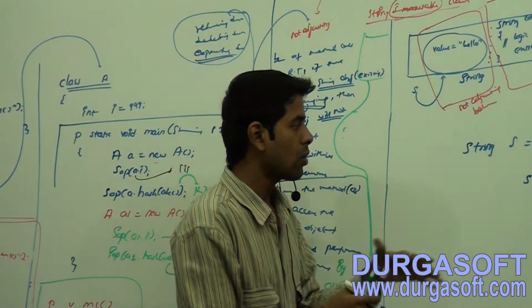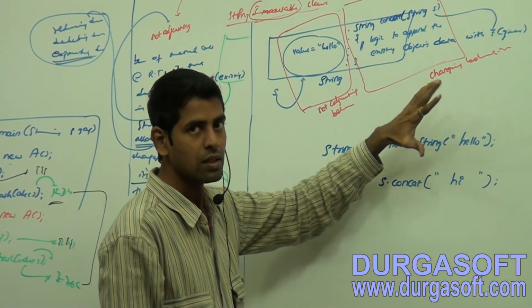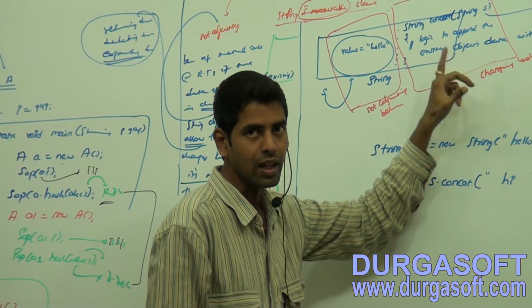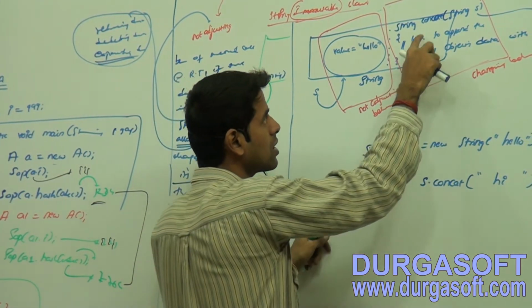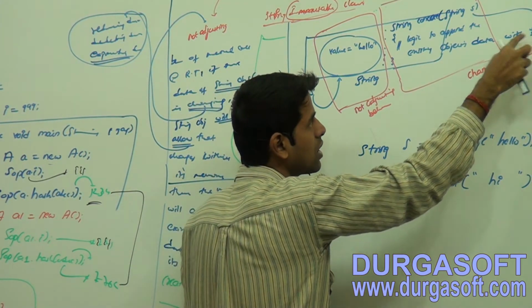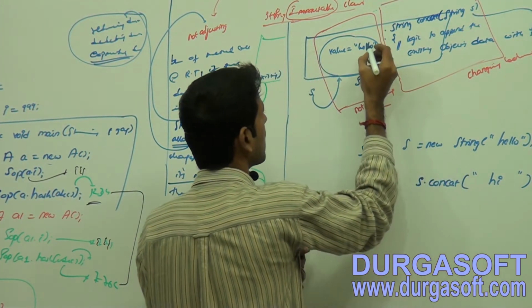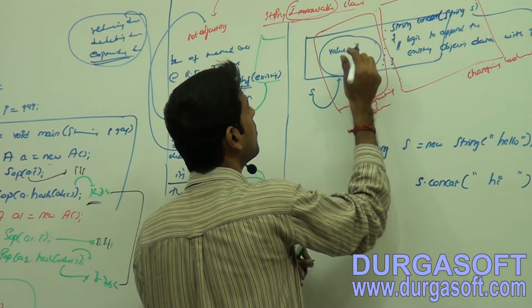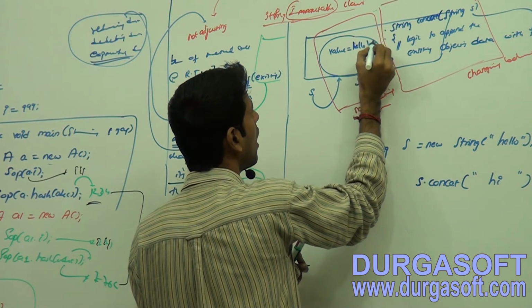What now? I have called this method. Now what happens? Only this method's code executes. What is the logic within this method? The logic is to append the existing object's data with the given string. I am changing the data from hello to hello hi.